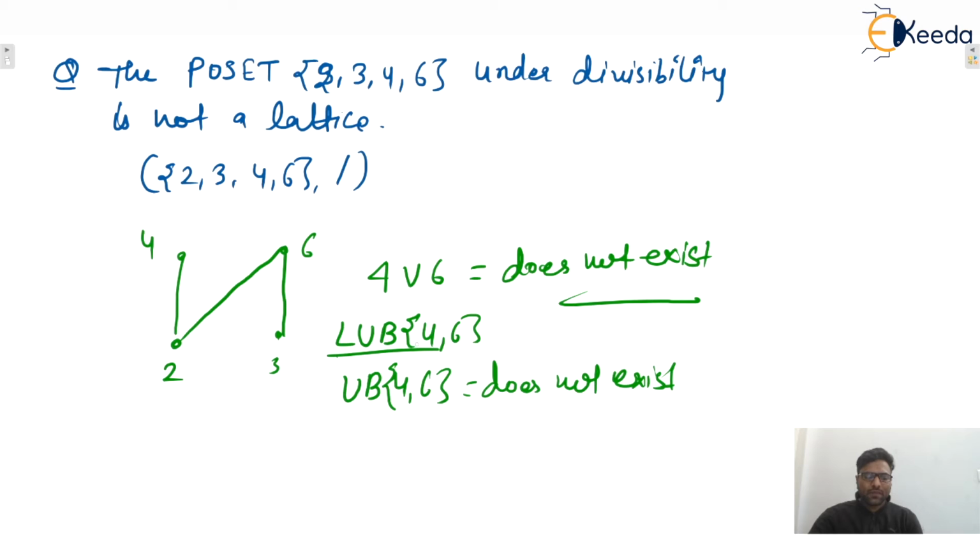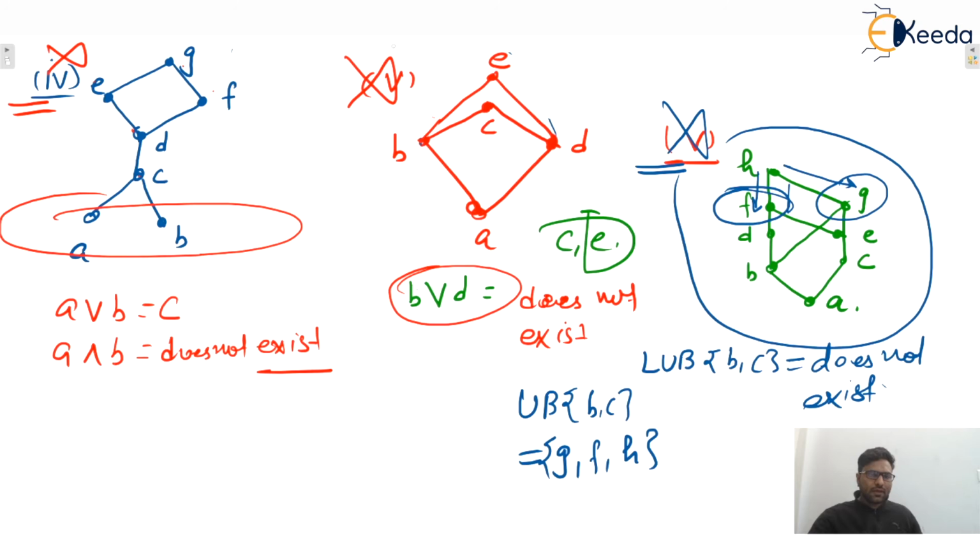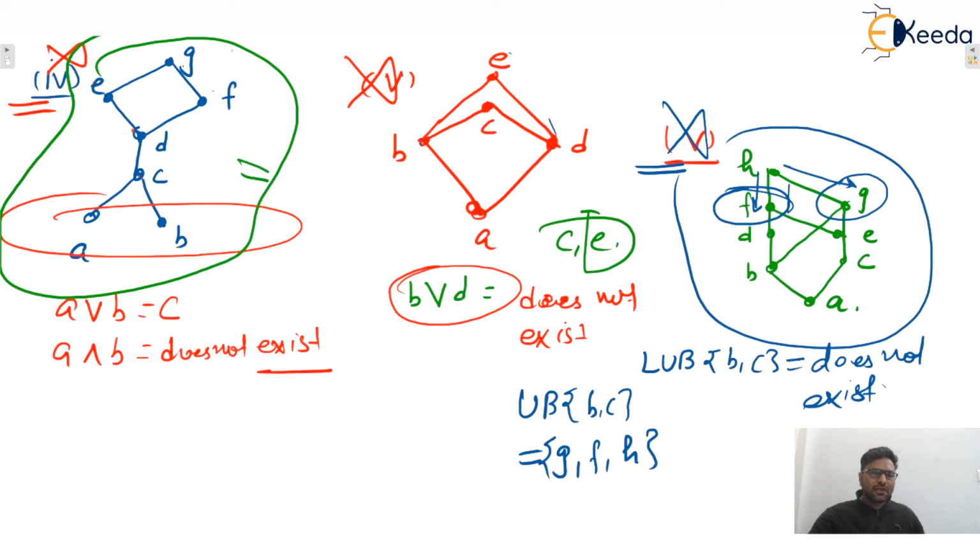One more thing you can observe from here. In this fourth example, greatest and least elements are not present in this particular Hasse diagram. In any Hasse diagram, if greatest and least are both not present, then, in this example greatest is present but least is not, it is guaranteed that the Hasse diagram will not be a lattice.